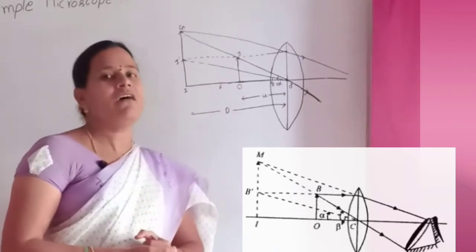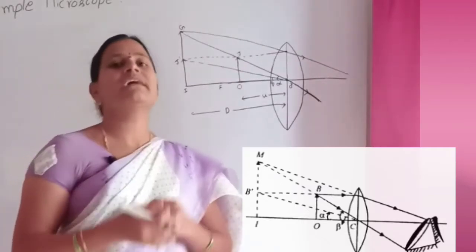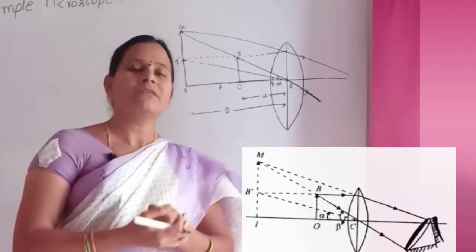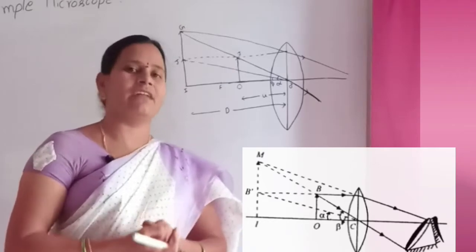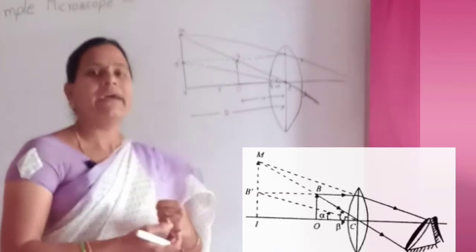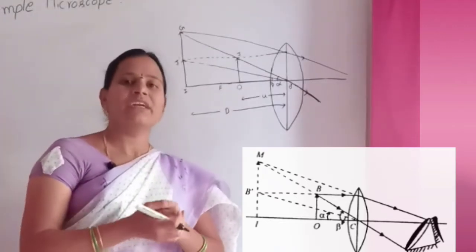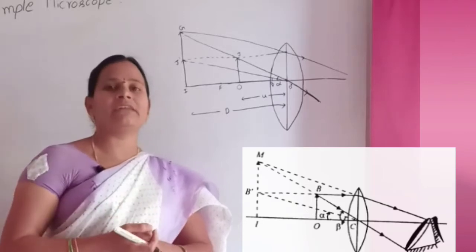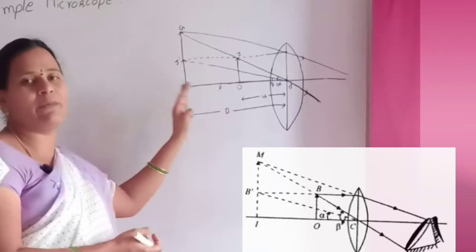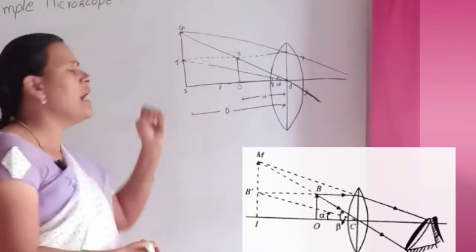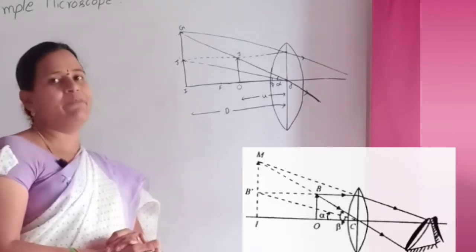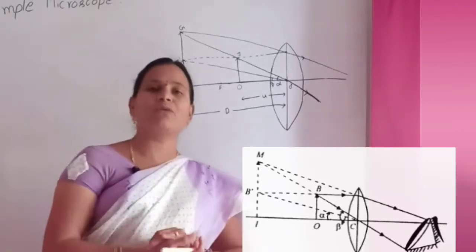By adjusting the object within the principal focus, at the near point the image will be formed in the simple microscope. Here you are observing IG. IG is the image. The image characteristics are: it is virtual, erect and magnified. It will be formed at the side of the object. So this is about the construction of the simple microscope.